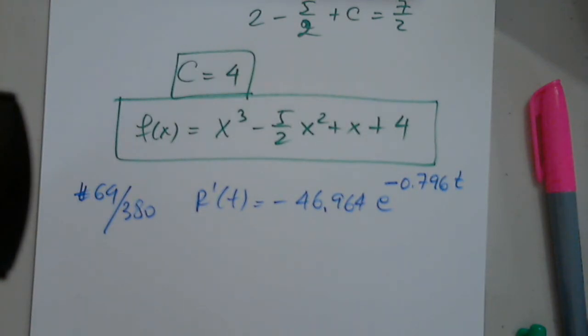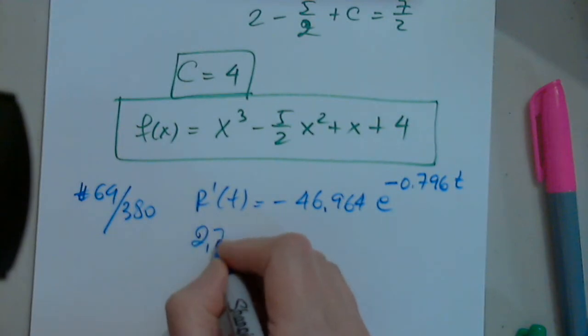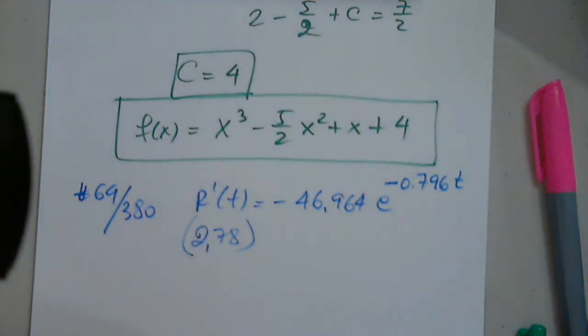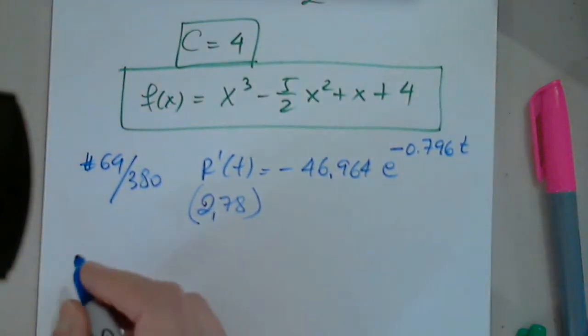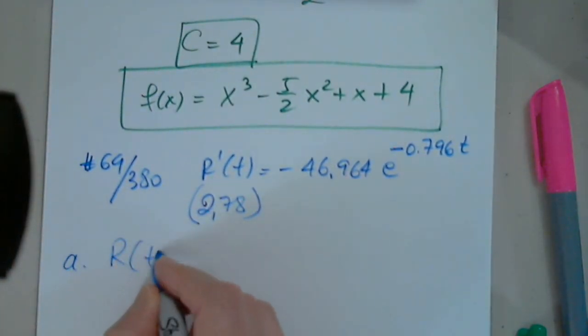Okay? So what does this mean? They're asking us to find that particular function. This is the derivative, and this is the function, knowing that when t is 2, r of t is 78. So the point is 2, 78. Good. So let me stop sharing. So let's find, first of all, in part A, let's find r of t.